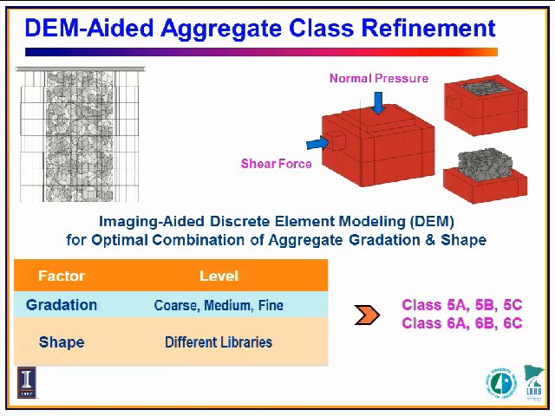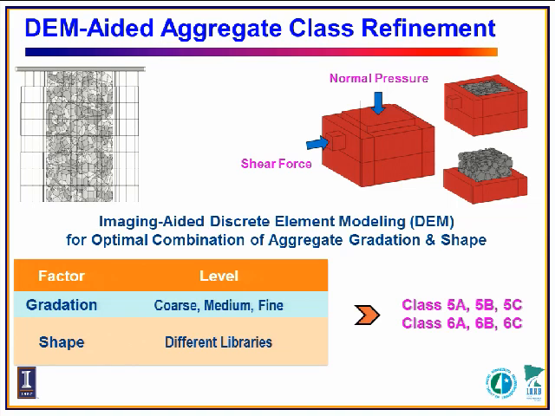This is about another task for a different project we are working on right now. The goal is to come up with some redefined material class specifications. For example, instead of having class 5 and 6, we can further classify them into, for example, class 5A, 5B, 5C, based on the gradation and the aggregate shape properties.